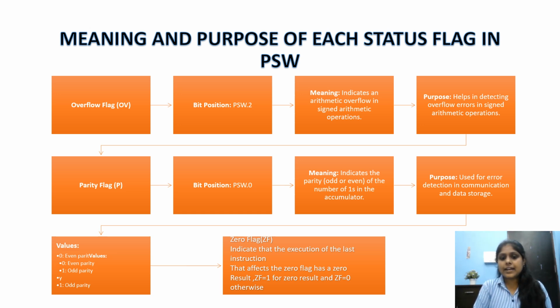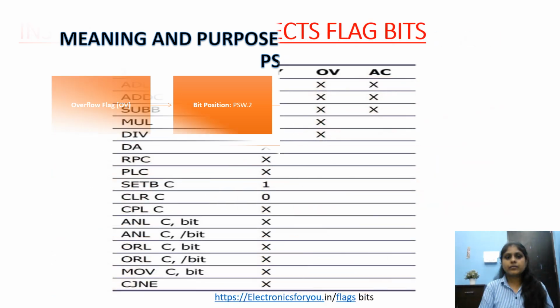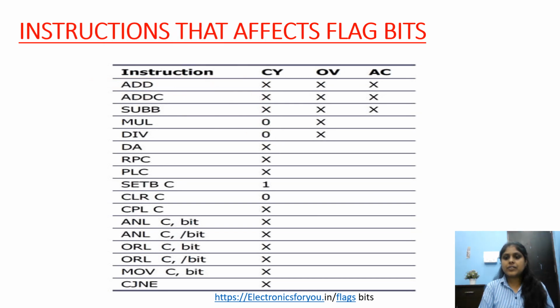Zero flag, that is ZF, indicates the result of the execution of the last instruction. Instructions that affect flag bits. So these are all the instructions. CY represents the carry flag, OV is overflow, AC is the auxiliary carry flag, and X represents that it may be a 0 or 1. So depending on the operation, the X value may be 0 or 1.